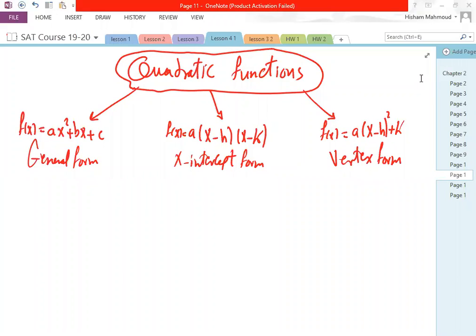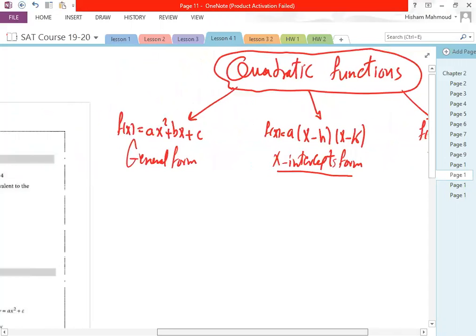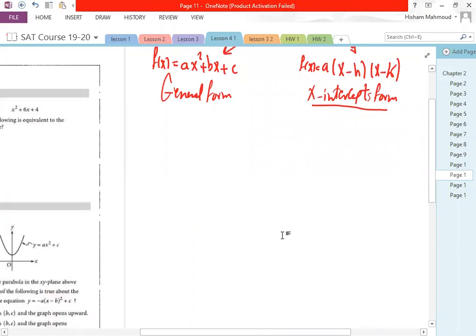Quadratic functions. A quadratic function is divided into three forms. First form is the general form, which is ax squared plus bx plus c. Second form, in the form of a(x minus h)(x minus k), is called the x-intercepts form. And the third form is the vertex form. For the first one, the general form, what do we need to know about it?